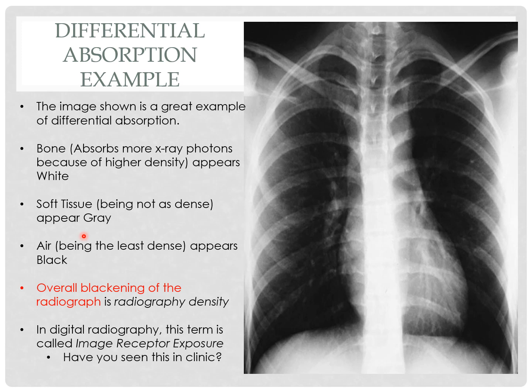Air is very similar. Air, being the least dense, appears black. It has an atomic number of about 7. Overall blackening of the radiograph is called radiographic density. In digital radiography, this term is called image receptor exposure. So again, as I mentioned in class, this is your S number, your DI number, your EI numbers, and that way we can check if an image is overexposed or underexposed.